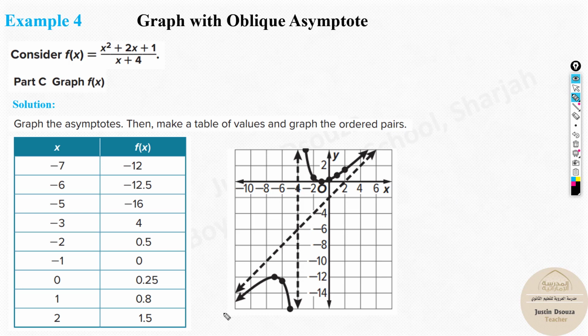Now since there is an oblique asymptote, the shape of the graph will be like this. Even over here, just take some 2-3 points, say minus 2 and 0 and 2, and just plot it like this. So that is how we graph these, graphing oblique asymptotes basically.